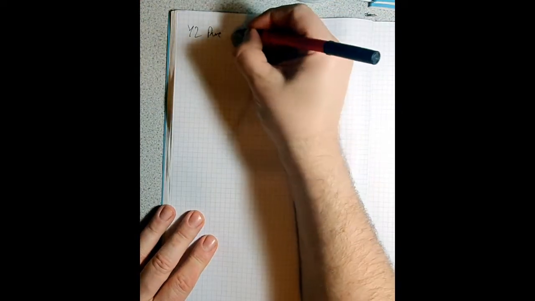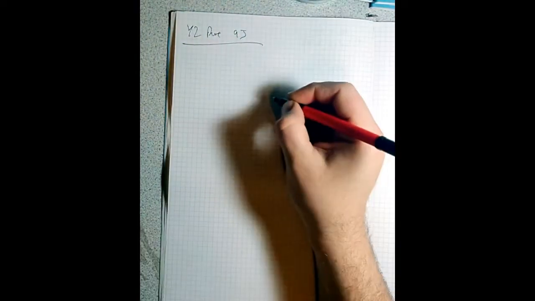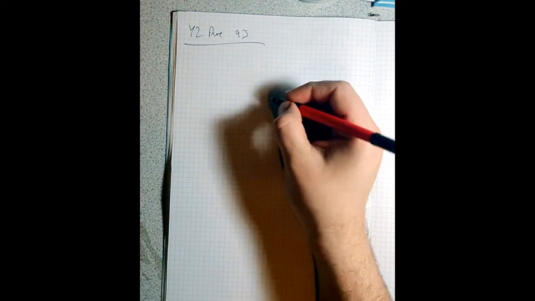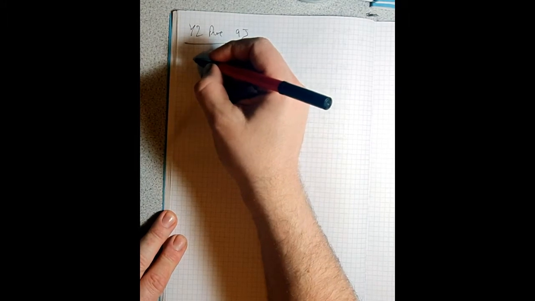Year 2 Pure, we're looking at 9J, the connected rates of change. So this is just using the chain rule again.